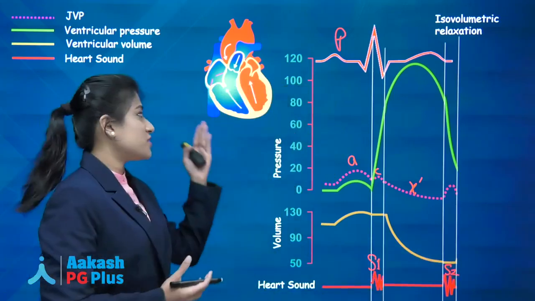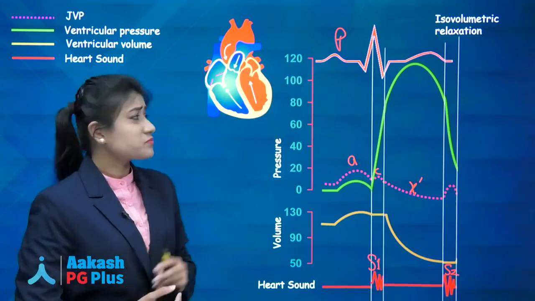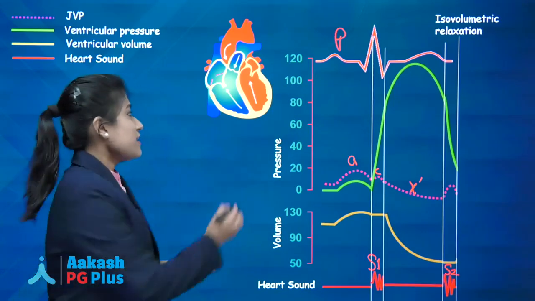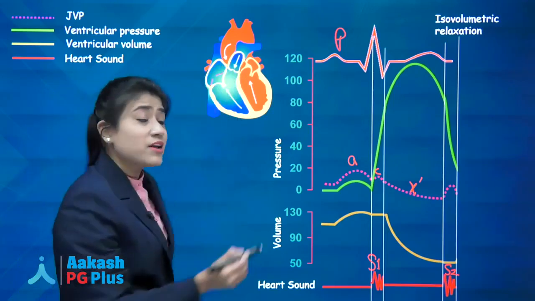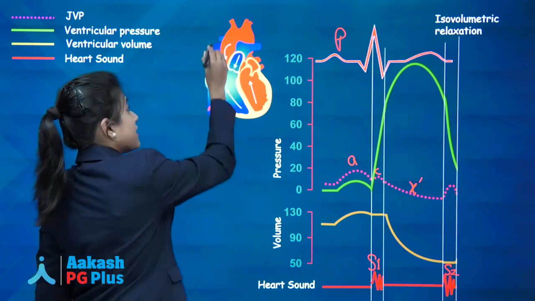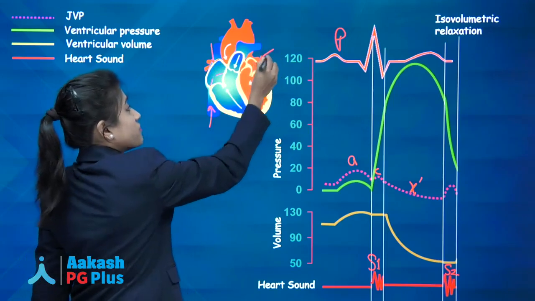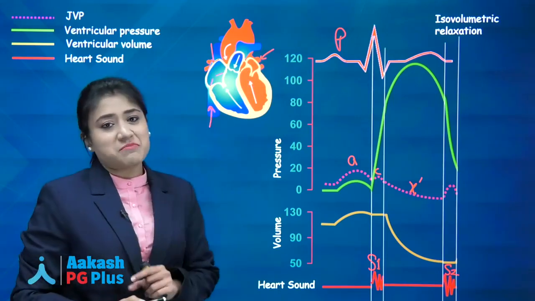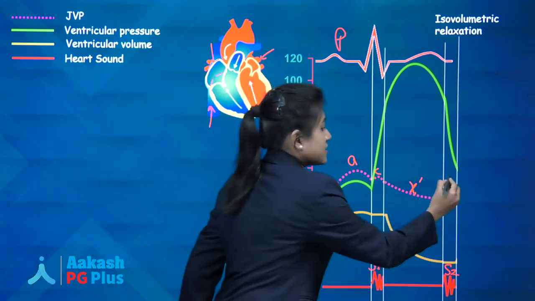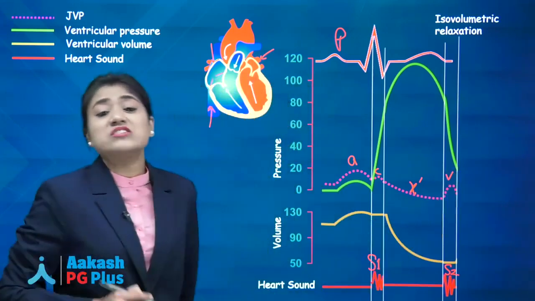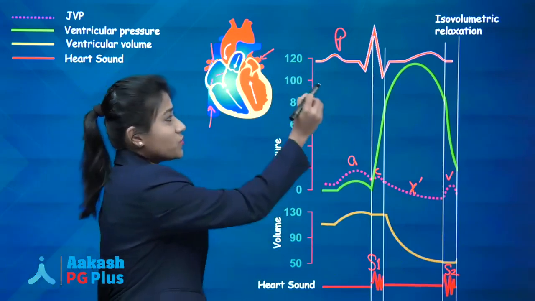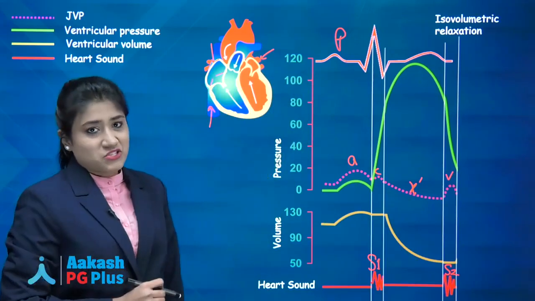Now what is happening to the atrial pressure? Remember guys, during the isovolumetric relaxation, this atrium is getting blood from the IVC, SVC and also from the pulmonary veins. It means pressure in the atrium is increasing, which is seen as V wave on JVP. Got it? So, it means V wave you will get in isovolumetric relaxation.